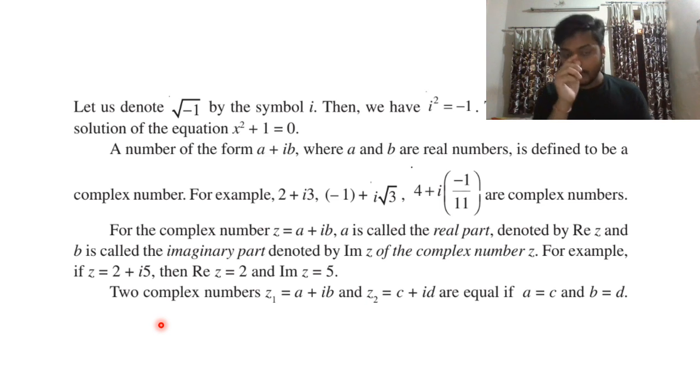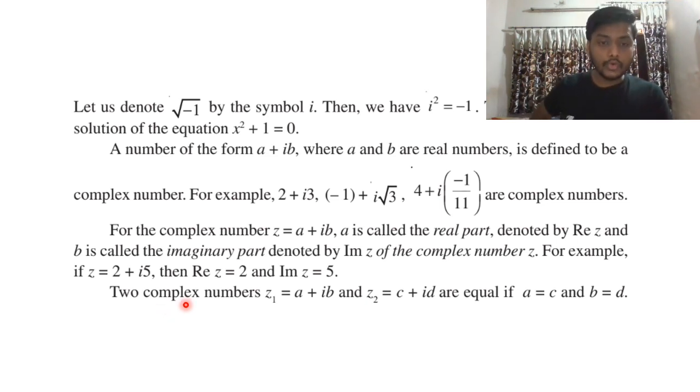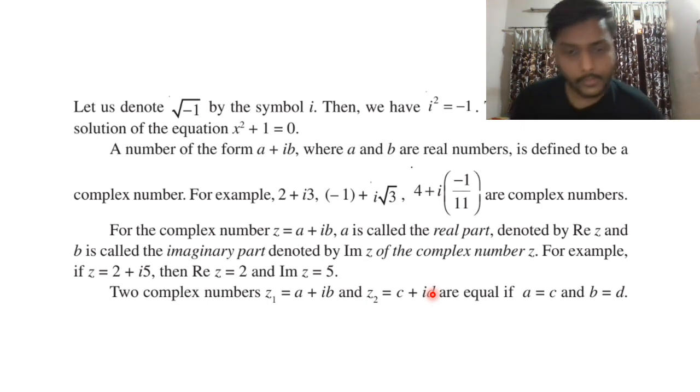Two complex numbers, z1 equals a plus iota b and z2 equals c plus iota d, are equal only and only when a is equal to c and b is equal to d. Are we getting this, guys?